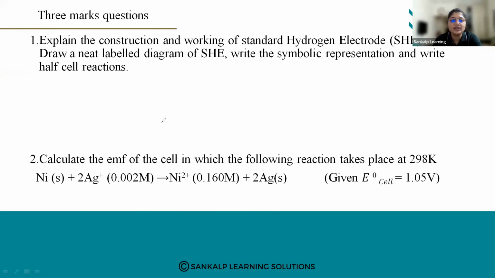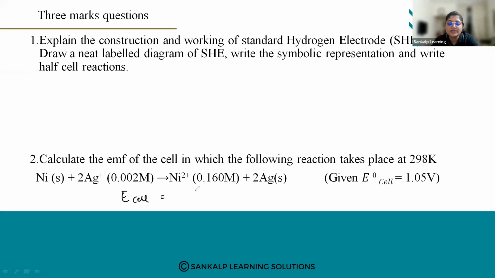So the next question: calculate the EMF of the cell in which the following reaction takes place at 298 Kelvin. So this is the reaction. What is the EMF of the cell of the following reaction? The cell reaction is given as nickel solid plus 2 Ag plus, a solution which is 0.002 molar, giving you nickel 2 plus, which is 0.160 molar, plus 2 Ag. E naught of the cell is given as 1.05 volts. So we need to find the EMF of the cell.